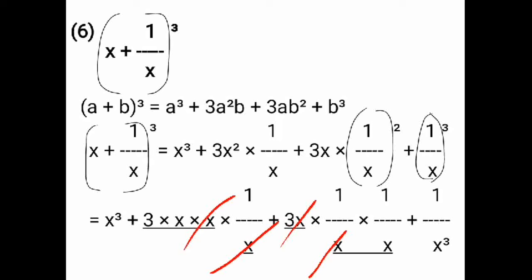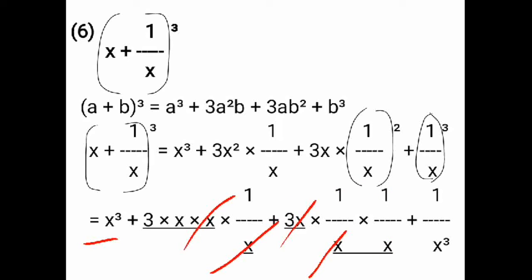Cube of the variable remains the same. Now multiply this. 3 into x is 3x. 3 ones are 3x. Now solve the 3ab square part. 3 ones are 3, 3 ones are 3. In the denominator, what is left? x. That is 3 upon x.